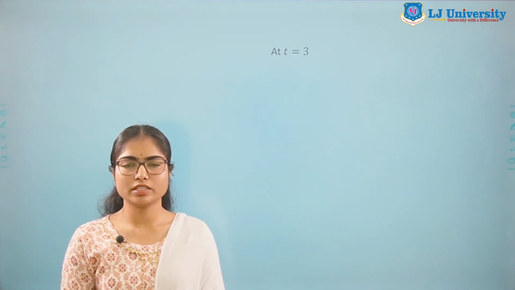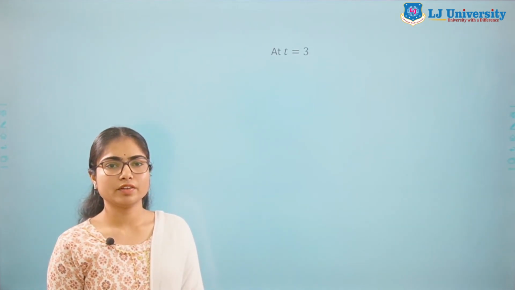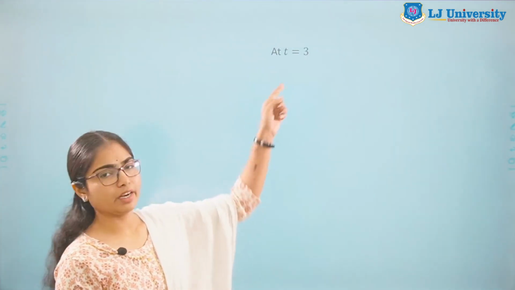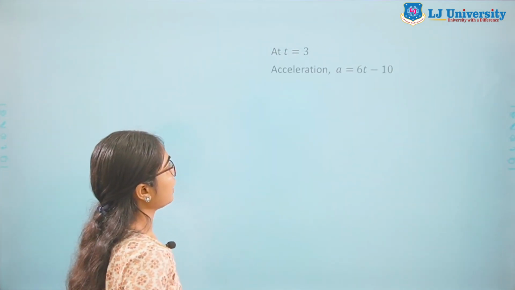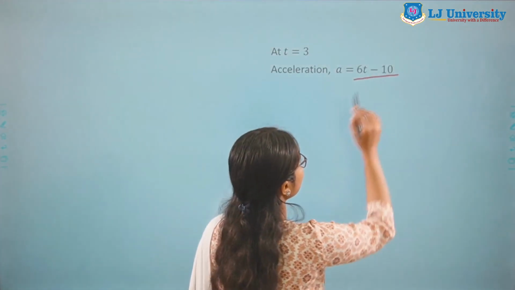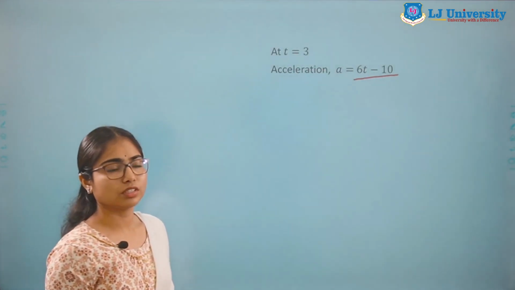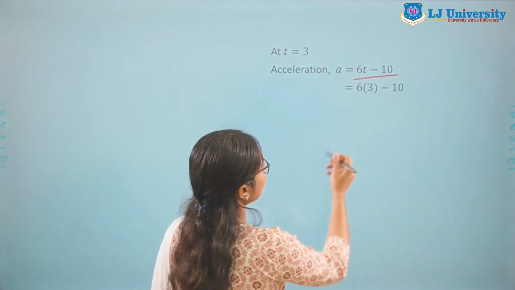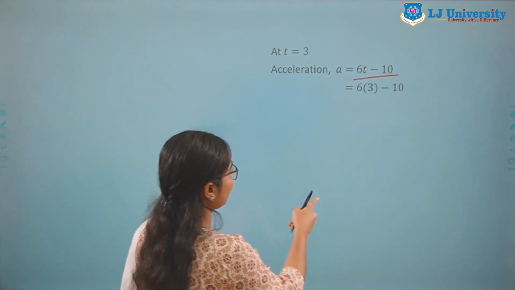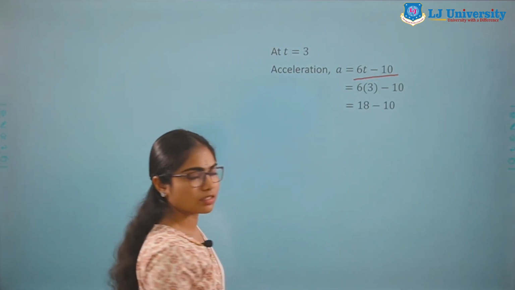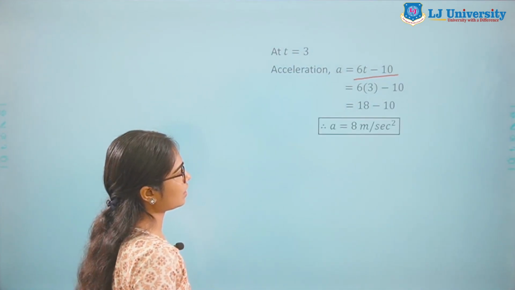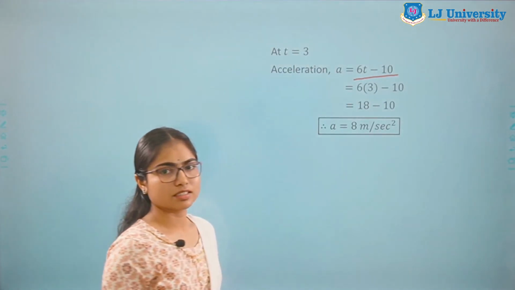Now we put these two values of t in the equation of acceleration. First of all, when t = 3, acceleration is 6t − 10. We put t = 3 here. So here it is 6 into 3 − 10, which is 18 − 10. So we get acceleration a as 8 meter per second square.